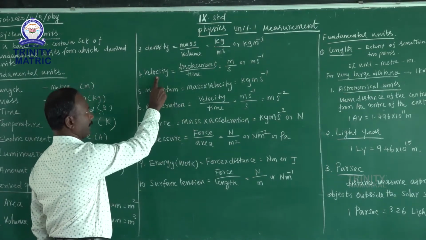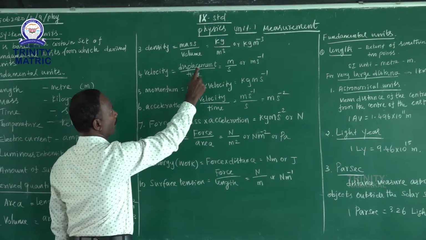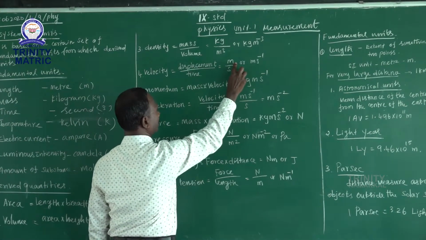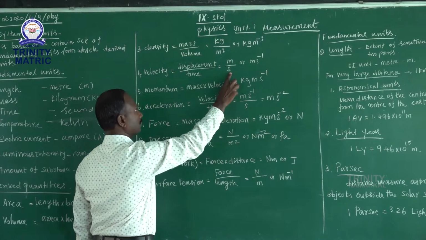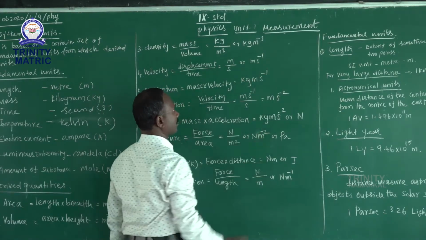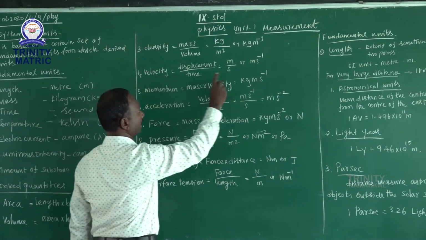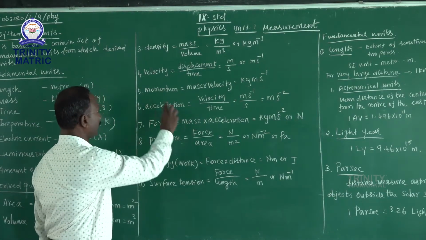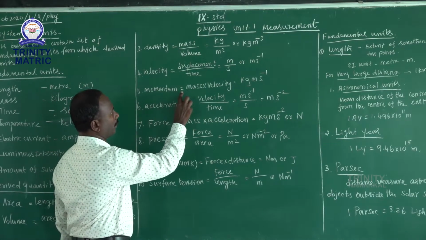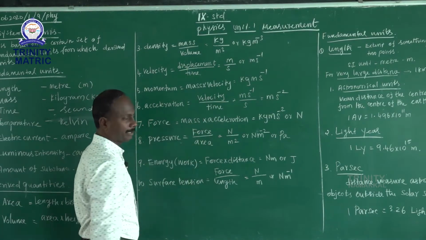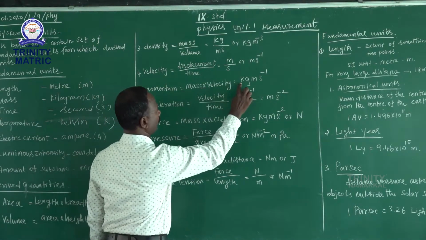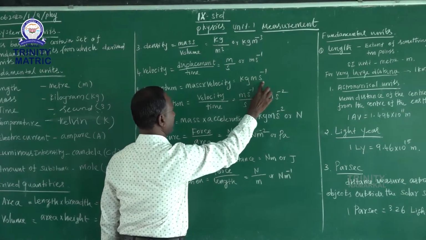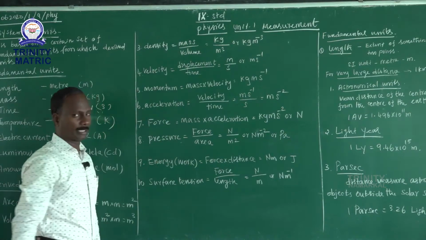Then velocity. The formula of velocity is displacement by time. The displacement is expressed in meter, time in second. So we can write meter second minus 1. So the unit of velocity is meter per second or meter second minus 1. Then momentum. The formula of momentum is mass into velocity. The unit of mass is kilogram, velocity is meter second minus 1. So we get kilogram meter second minus 1 as the unit of momentum.